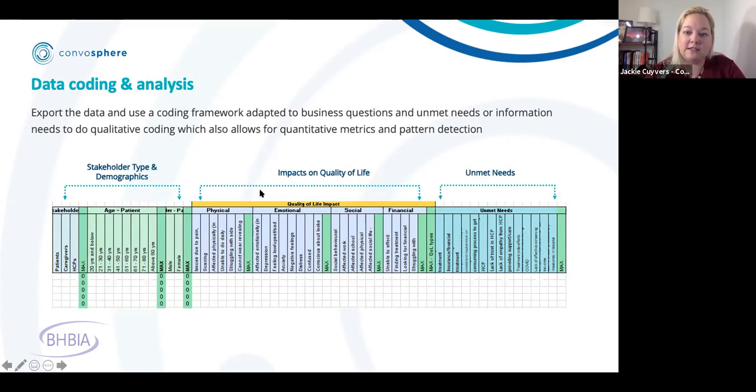And it looks something like this. So your coding frame, or the attributes that you are categorizing for each and every post, would be here along the row. So as you can see, the stakeholder we're looking at is this patient, caregiver, HCP. Can we tell their age? Do we know if they're male or female? What are their impact on the quality of life? What are the unmet needs that are expressed? And a lot of these are going to be defined by your specific business questions.